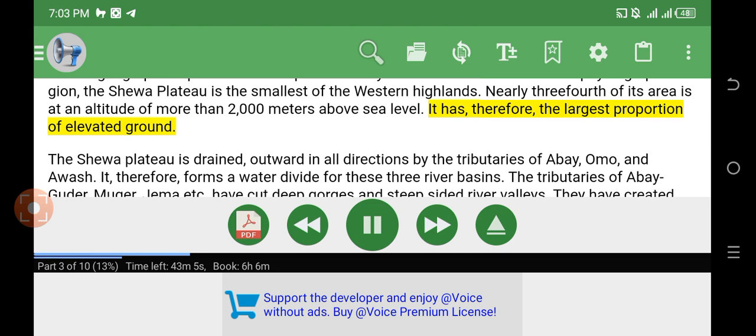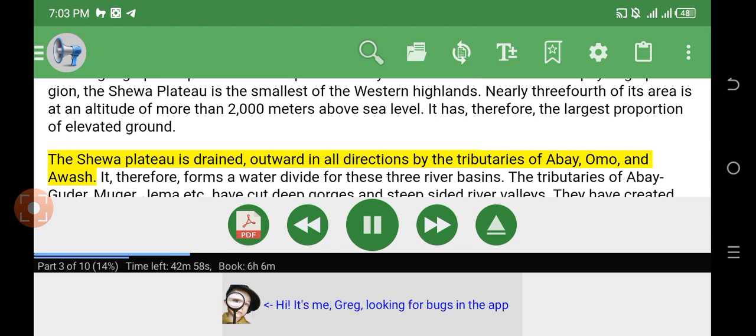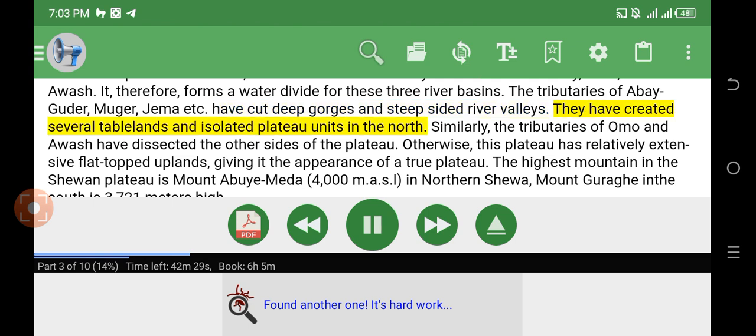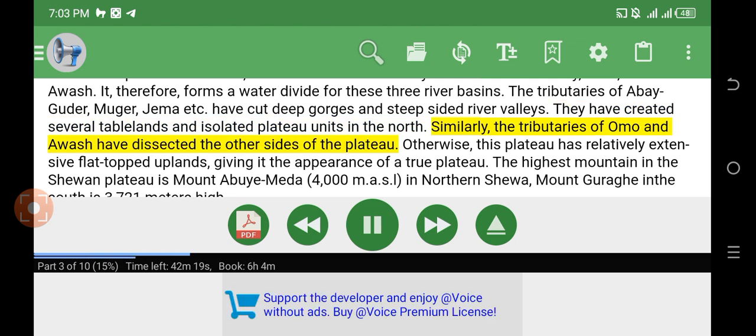The Shewa Plateau is drained outward in all directions by the tributaries of Abay, Omo, and Awash. It, therefore, forms a water divide for these three river basins. The tributaries of Abay, Guder, Muger, Gemma etc. have cut deep gorges and steep-sided river valleys. They have created several tablelands and isolated plateau units in the north. Similarly, the tributaries of Omo and Awash have dissected the other sides of the plateau. Otherwise, this plateau has relatively extensive flat-topped uplands, giving it the appearance of a true plateau.